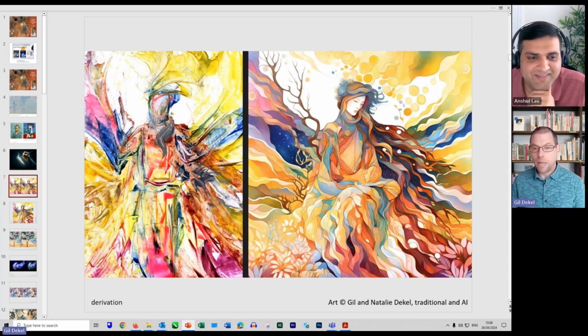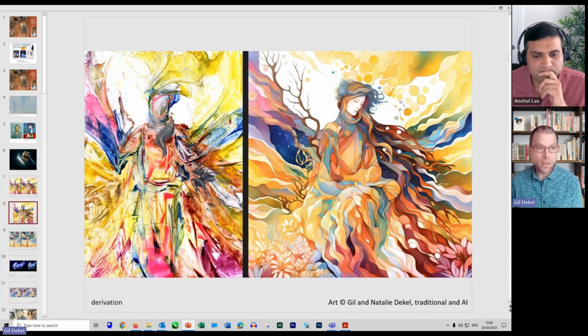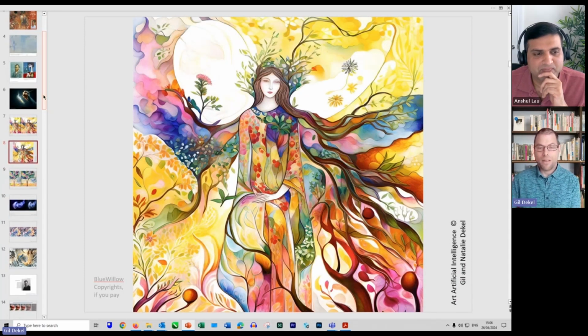The good thing about AI is that you can create more versions. So after I produce this with AI, I ask it to produce another version. And here it is. Again, exact same composition and colors, but a different image.